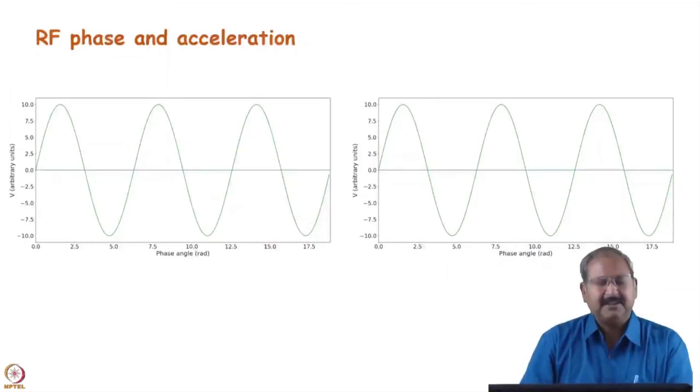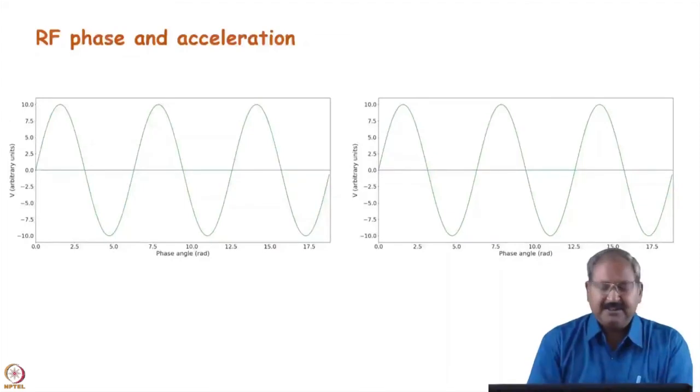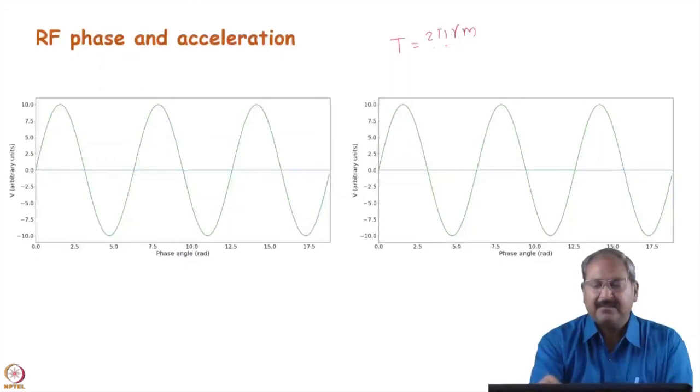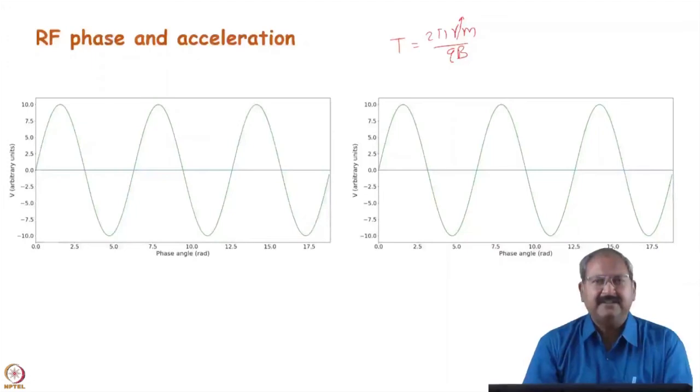A synchronous particle always comes at the synchronous phase, but what about the deviated particles? How are they kept in the revolution orbits? In the microtron we have T equal to 2 pi gamma m upon q. Now you can see that as gamma increases, T revolution increases. As gamma increases means high energy, and T revolution also increases for that high energy particle. It takes a longer time to complete a closed path than a lower energy particle. So a higher energy particle is effectively slower.